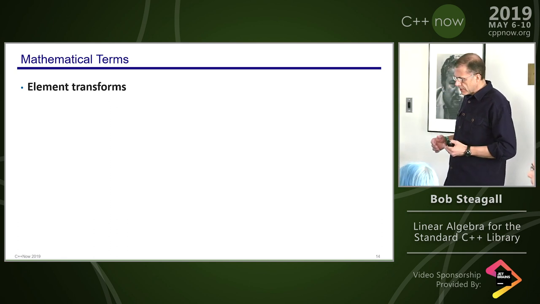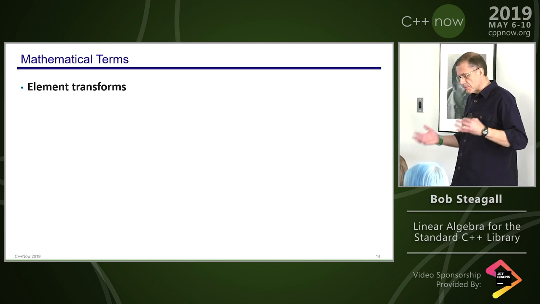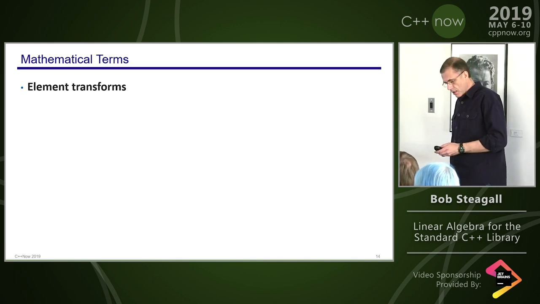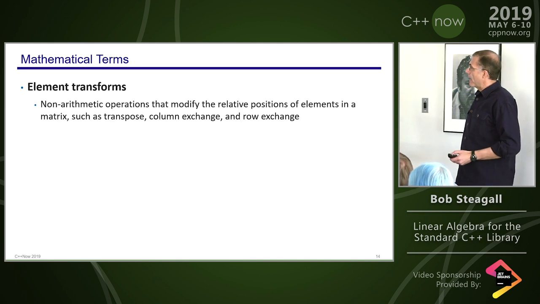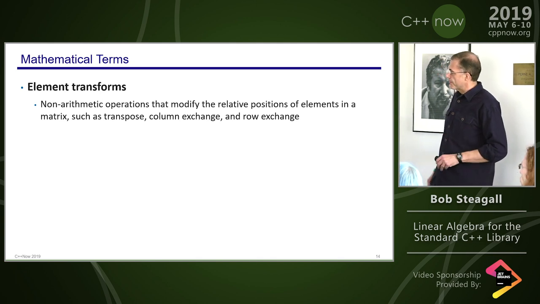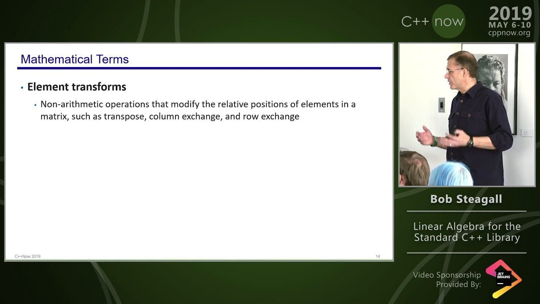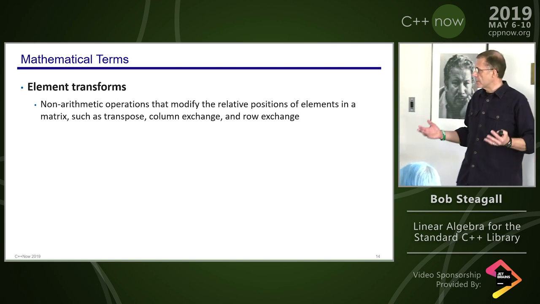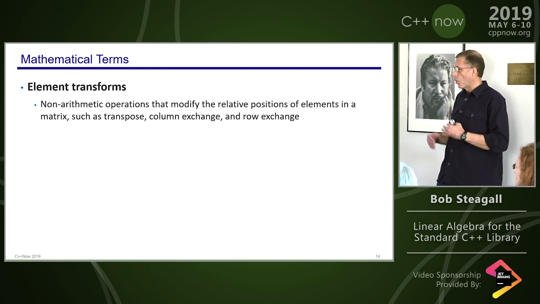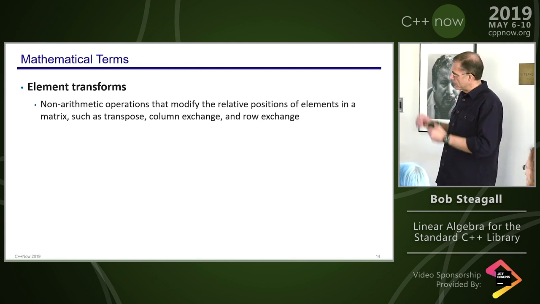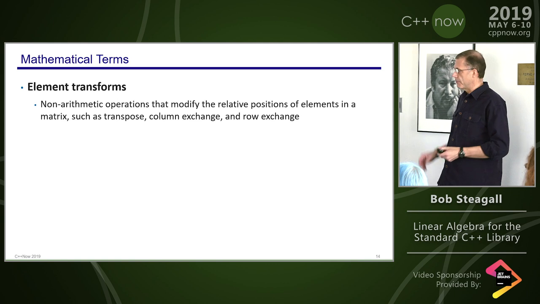There was a little bit of hesitation whether to include the next set of terms as math or C++ terms. We decided to lump them under math. So we think of the term element transforms as being non-arithmetic operations that modify the relative positions of elements in a matrix, like a transpose, a column exchange, or a row exchange. For the purposes of defining our interface, we're going to call those element transforms.